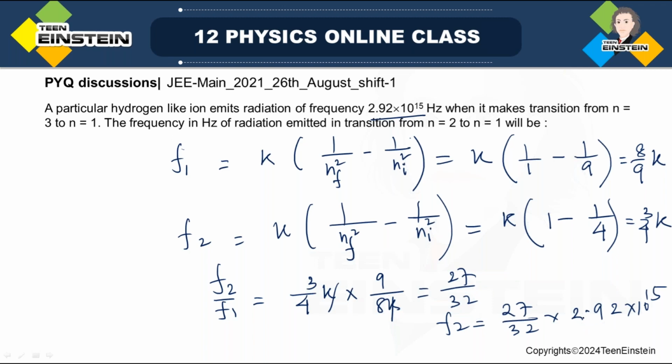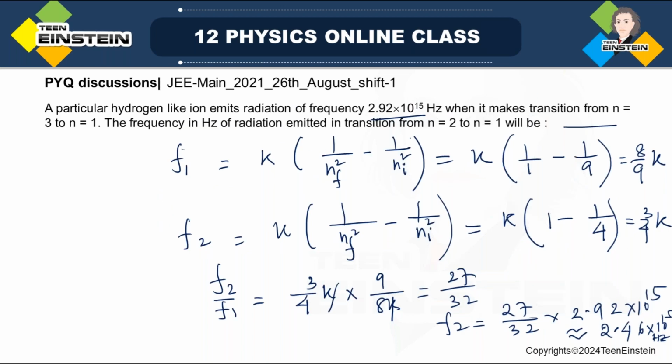Now you have to find out the frequency. Okay, so frequency you have to find out in hertz. So if you simplify this calculation, what are you going to get? You just do this calculation, you will get nearly 2.46 into 10 to the power 15 hertz itself. Okay, 2.46.